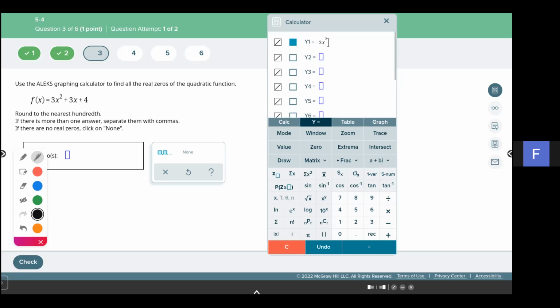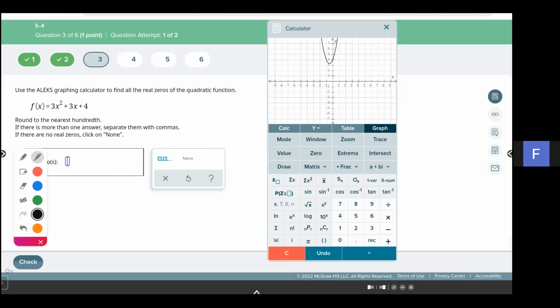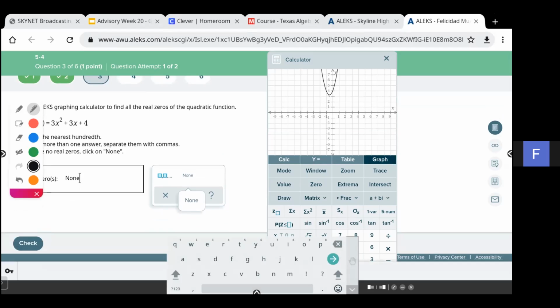I'm going to get out of the exponent, put plus 3x, and then plus 4. And I'm going to hit graph. All right, so here is the graph they gave me, and I feel like I probably did something wrong. 3x squared plus 3x plus 4. If I actually graph this correctly, it has no intercepts, so I'm going to put none. So we can go ahead and check and make sure I graphed it correctly.